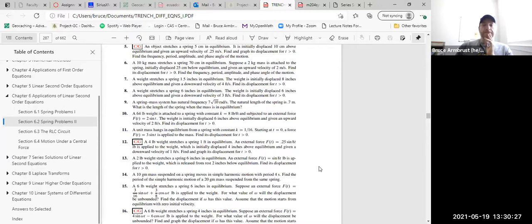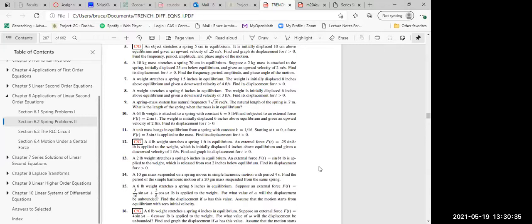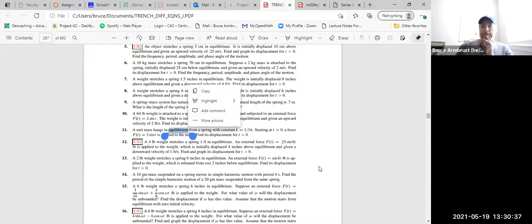So let's start with position. What's the position of it at 0? 0, right? Yeah, because we're at equilibrium. Saying it's at equilibrium means that it's at 0. All right, what about its velocity at 0?